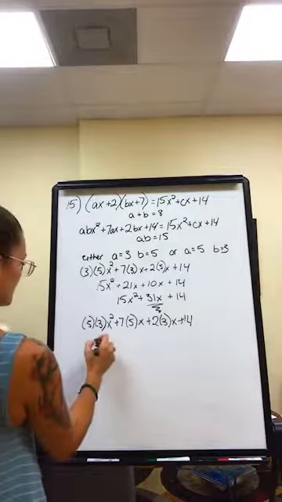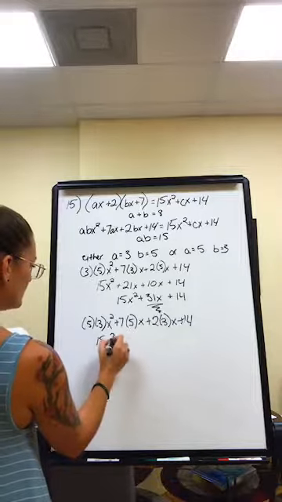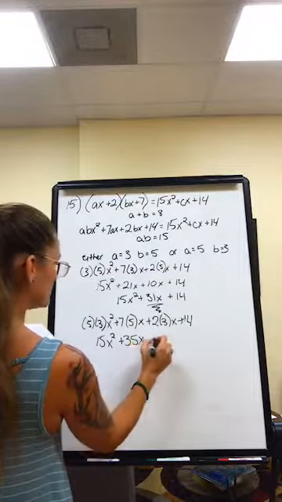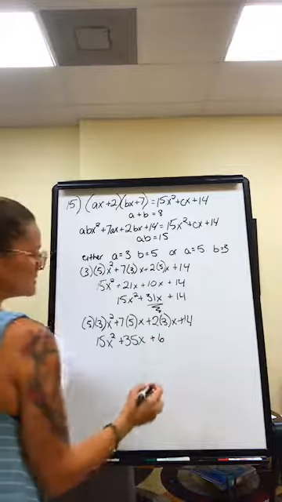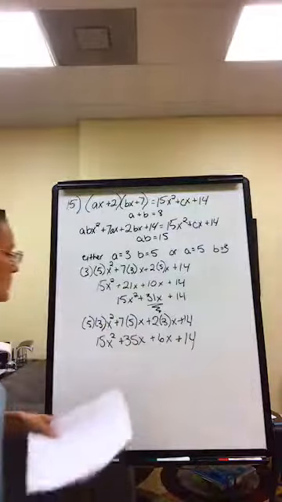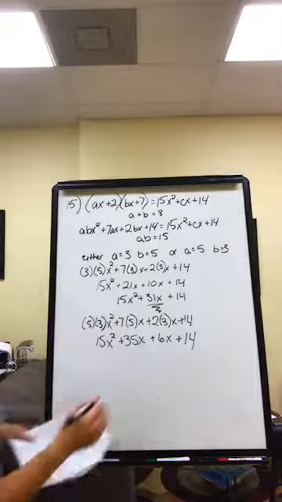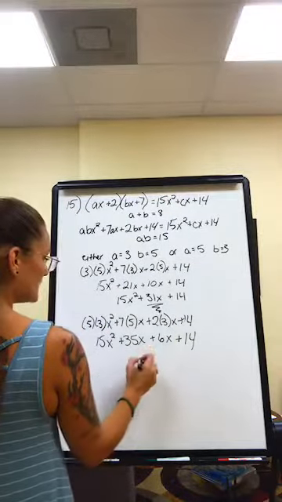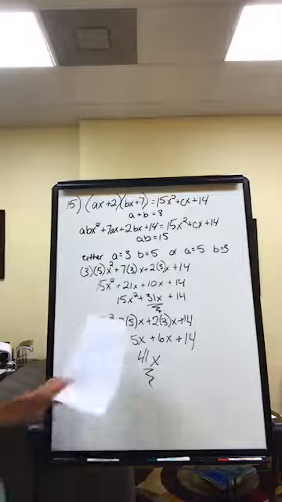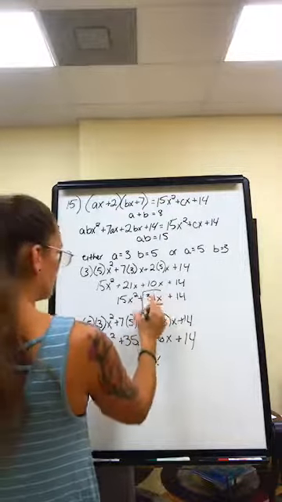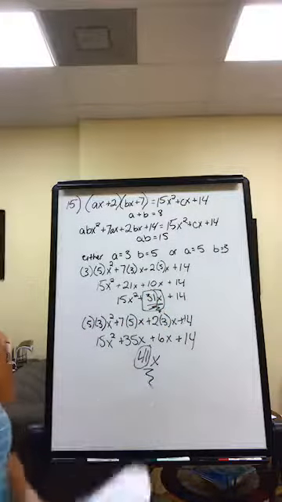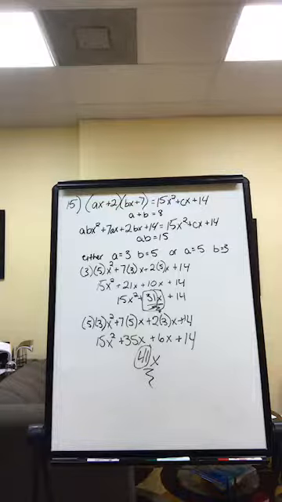So we get 15 again in the front, 15x squared plus 35x plus 6x plus 14. Okay, here we have 35 plus 6 is 41x. So that's our other value for C. So our two choices for C are 31 and 41. Okay, and that is choice D.